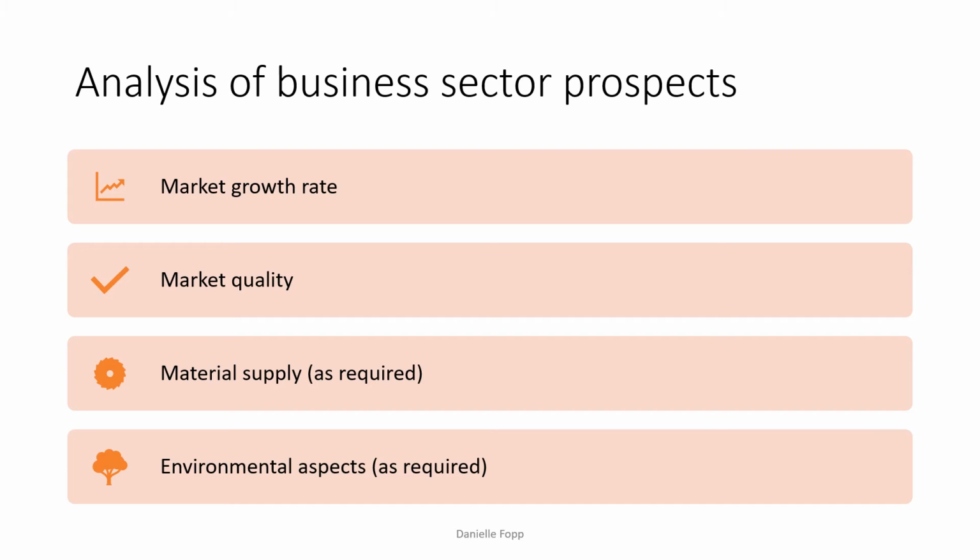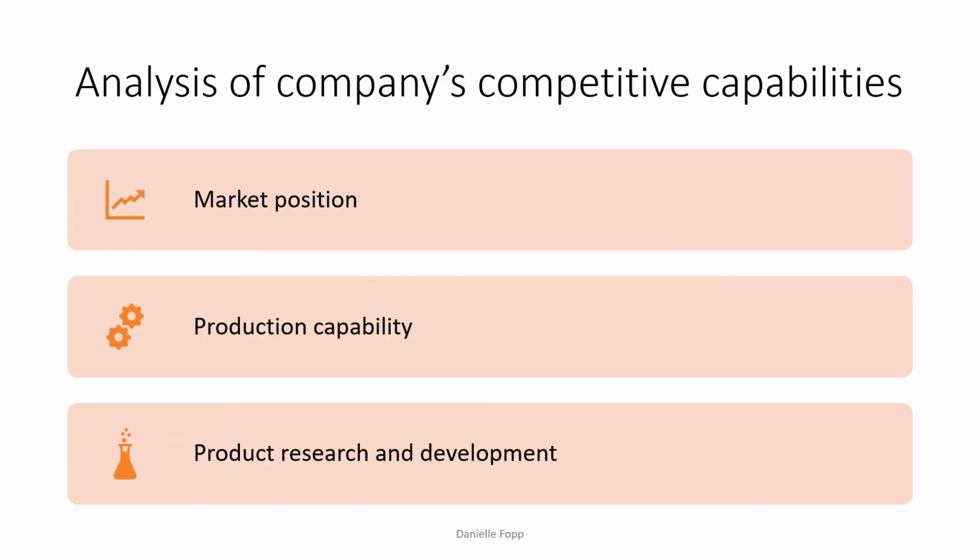An example of this in construction may be if you require 1 tonne of steel for a project. However, an analysis of the material supply in the sector shows that steel is actually becoming increasingly difficult to get a hold of. That would be something that would be flagged. Equally, when it comes time to do the analysis of the company's competitive capabilities, we are looking at things like market position, the company's production capability, and product research and development outputs.